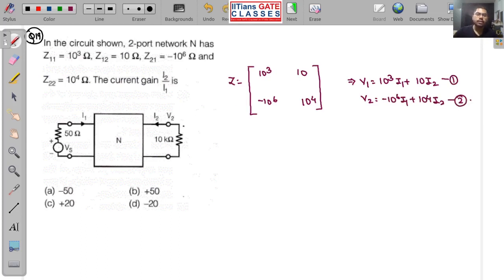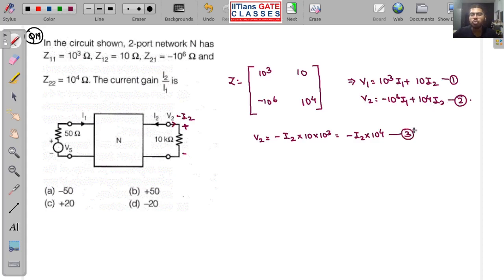Now look, this V2, can I write it like this? V2 is equal to minus I2 into 10 kilo ohm. So 10 into 10 to the power 3, so that is minus I2 into 10 to the power 4. Why minus? Because this I2 current is going inside the port, but according to Ohm's law, my current should flow in this direction. So if this is my plus I2, in this direction it will be minus I2. Now let me assume this is equation number 3.